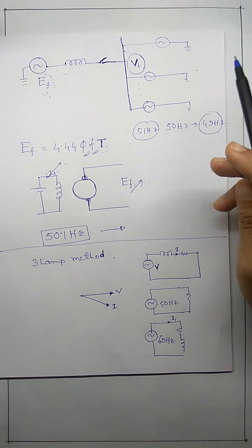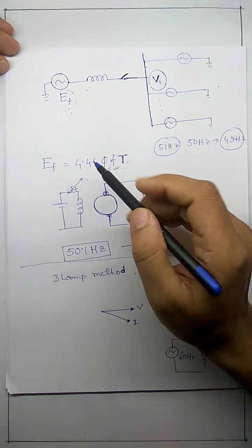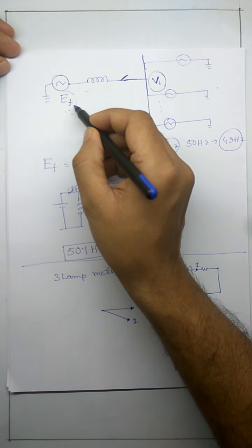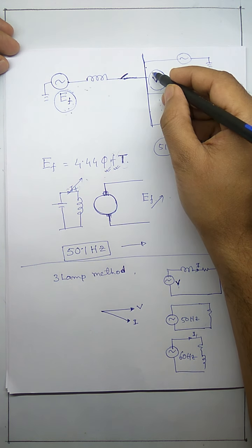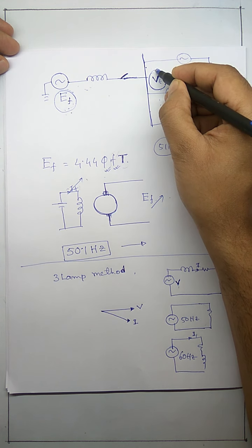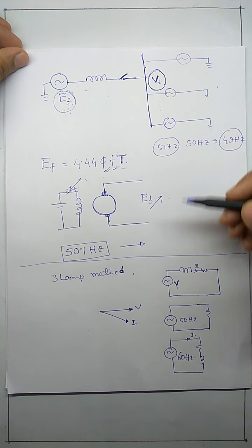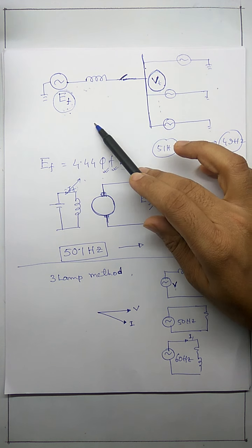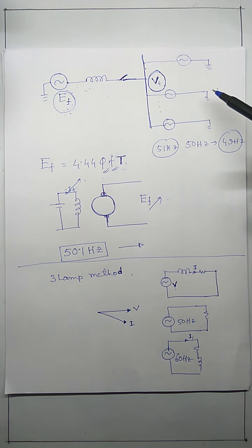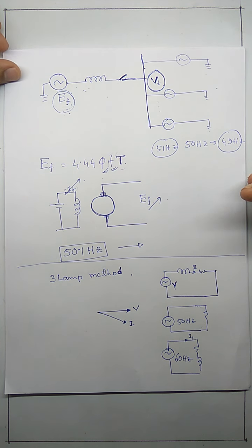Now, when we discuss this three-lamp method, the induced EMF of the incoming generator and the voltage of the infinite bus will have a small difference in frequency, and we will use this difference to draw a phasor diagram and find out which one is at a higher frequency and which one is at a lower frequency, and at what instant we have to close the circuit. It will take around 20 minutes more to explain, so we will discuss it in the next class.